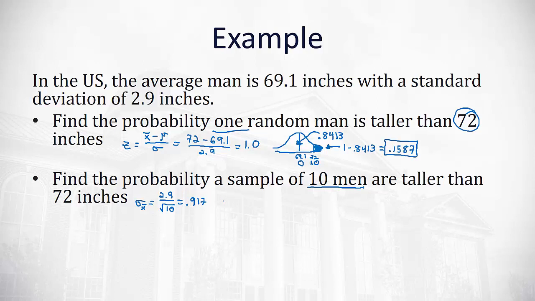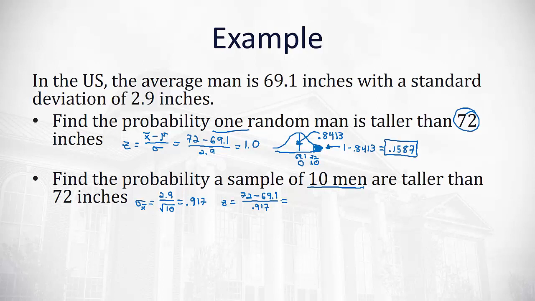So now when we do the same exact process to calculate the z, we'll use our standard error instead of the standard deviation. Z is equal to x bar, the mean that we're looking for, which is 72, minus the mean of the population of 69.1, divided by the standard error, 0.917.